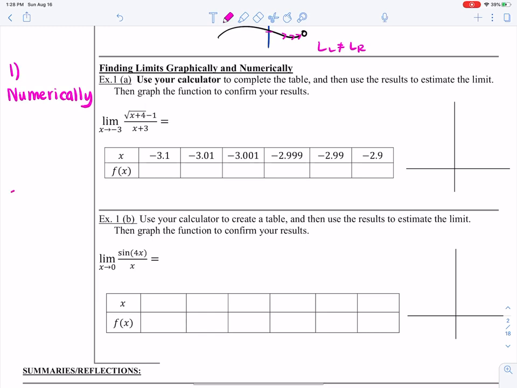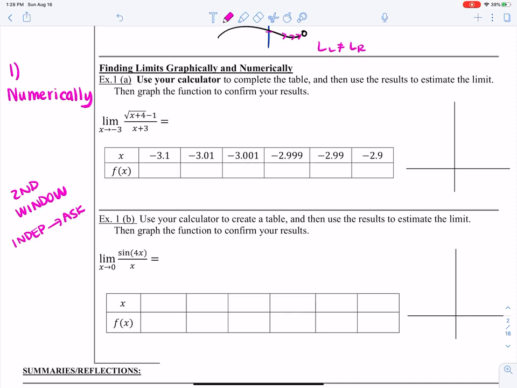If you go to second and the window button, you're going to change your independent variable to ask, okay?